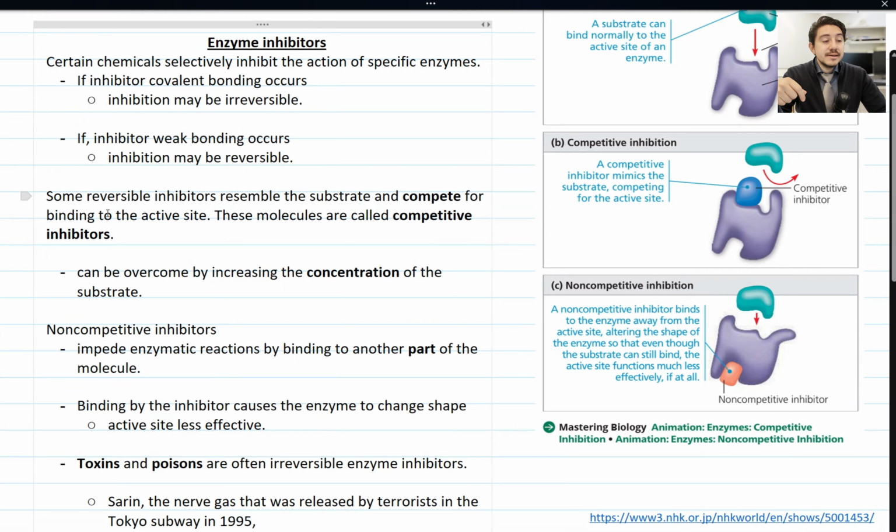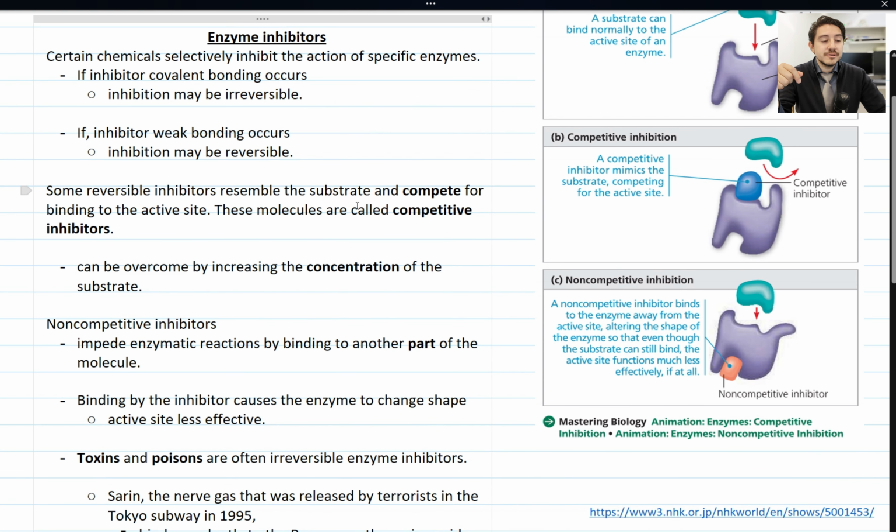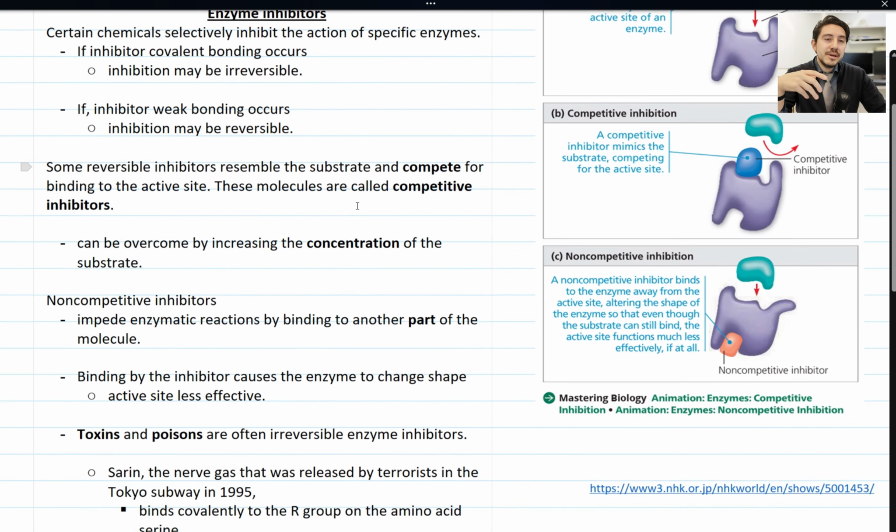Some reversible inhibitors resemble the substrate. They look almost identical to the substrate. And because they look almost identical to the substrate, they can compete for the active site. These inhibitors are called competitive inhibitors. And depending on your substrate and inhibitor, competition is all a matter of concentration within the particular solution in the cell.